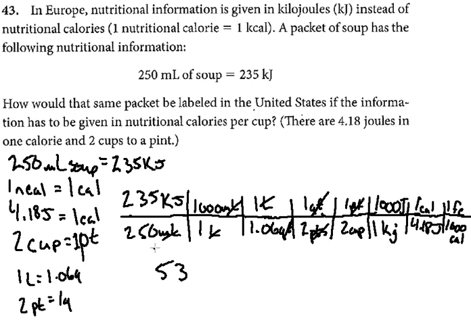Looking at our significant figures, it looks like each of these have 3 significant figures in what we were given. So let's bring this to 3 significant figures. I had 53.037 and change, but that'll round to 53.0.